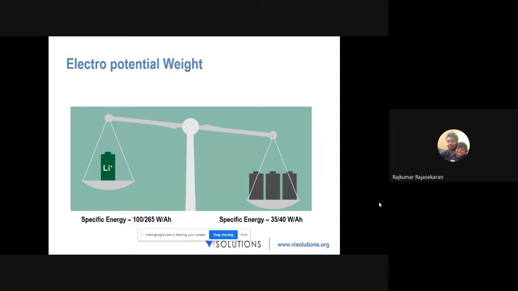Specific energy, that's the key term here. If you say 1 kilogram of lead-acid battery can hold 35 to 40 ampere hour, the same weight of lithium-ion can hold possibly 100 to 265 watt hour. Basically its electro potential per weight was higher, which opened a plethora of opportunities.